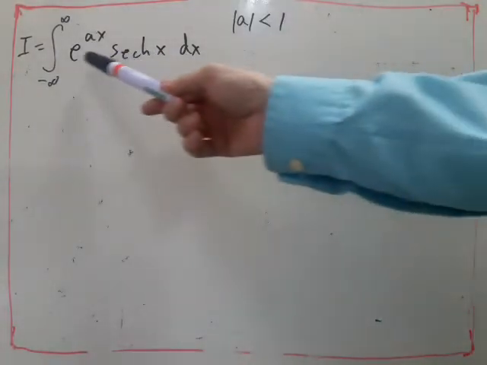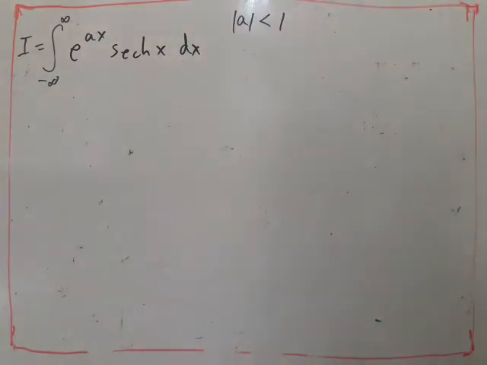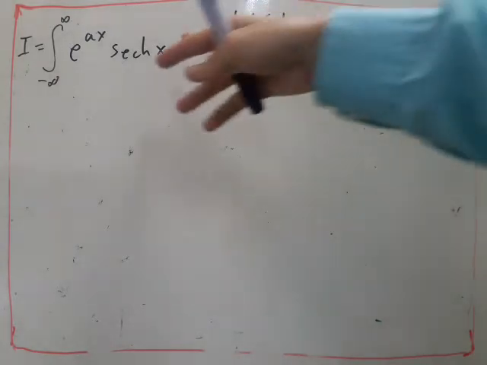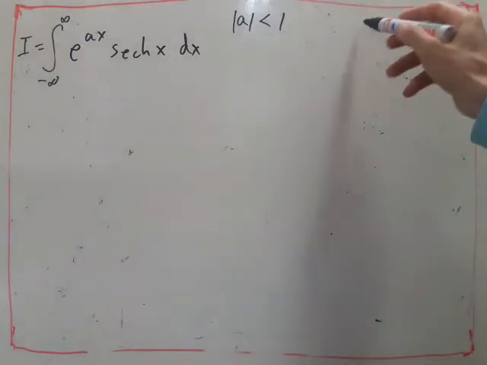So this integrand has a sech x, which is 1 over cosh x. We know that cosh x has infinitely many zeros along the imaginary axis, so this is going to have infinitely many poles above the real axis. So we can't use a semicircular contour, we have to use a rectangular one.